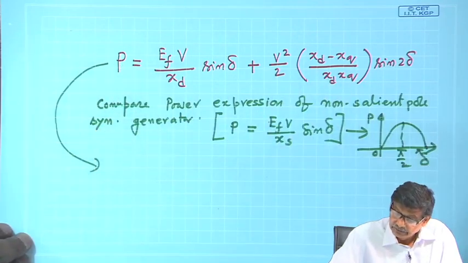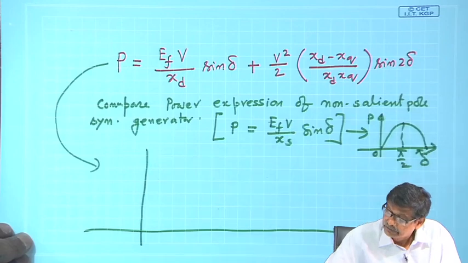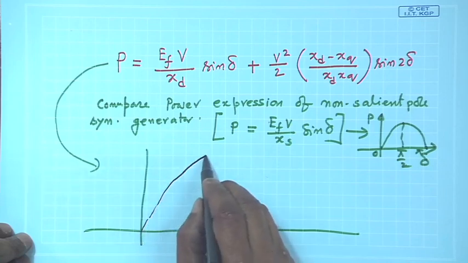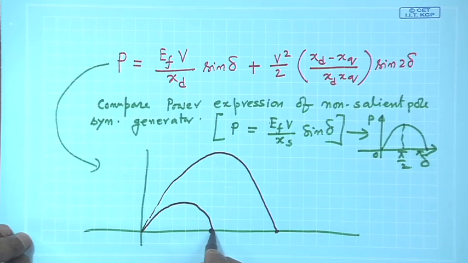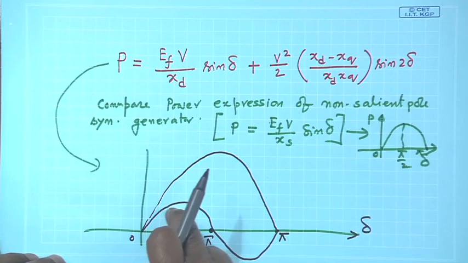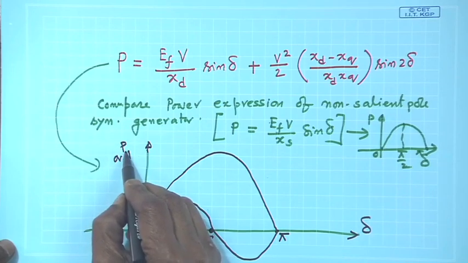In case of this, if you sketch it, it will have two terms. So, one is this term, and another is a sine term. It is 2 delta, therefore, one complete cycle will be present between 0 to pi. This is pi by 2. And these two, if you add point by point, you will get the expression for power or torque on the y axis.